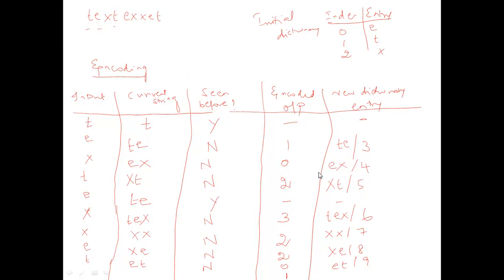So now we will understand the decoding. What if the message getting transmitted is the encoded output only, 102322201? Now let us understand the decoding part. On the decoder side, or the receiver side, there will be an initial dictionary. Here again the initial dictionary is nothing but the initial alphabets only. We have already seen the 3 alphabets T, E and X at the index 0, 1 and 2.